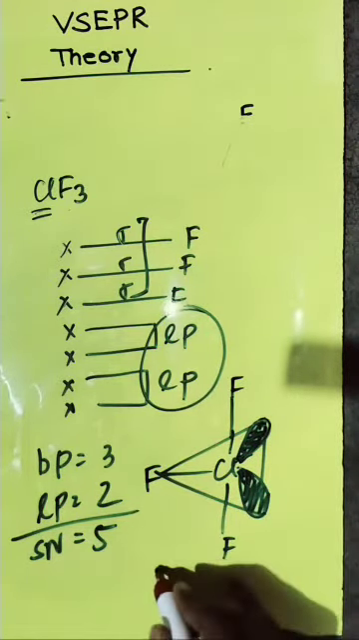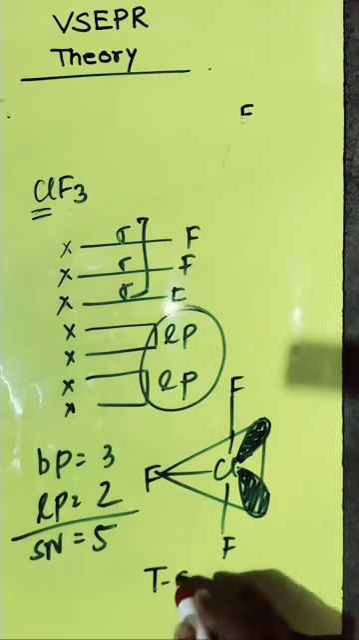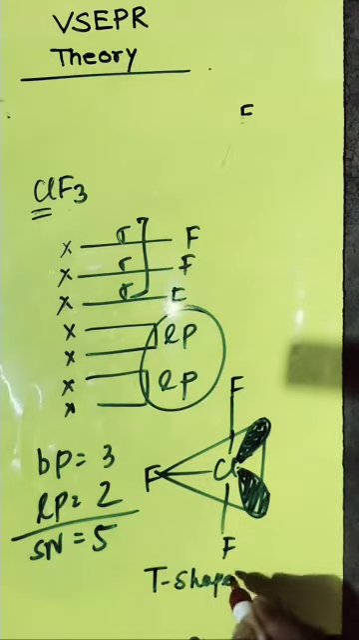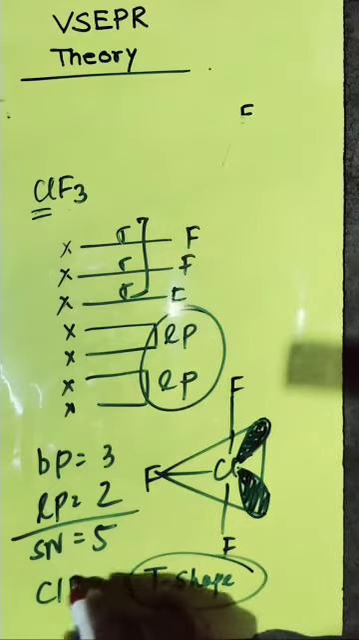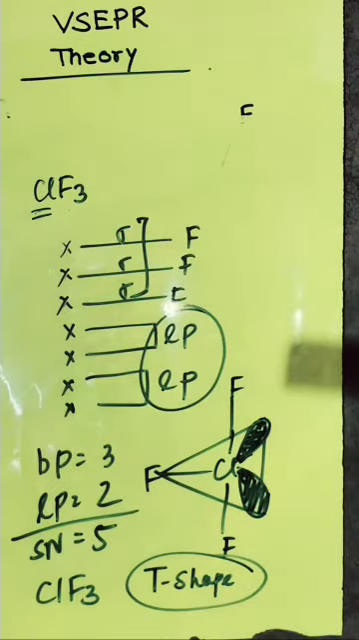So the structure of ClF3 is T shape. So the actual shape of ClF3 equals T shape. So that's the structure of ClF3.